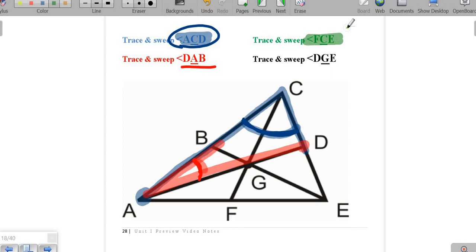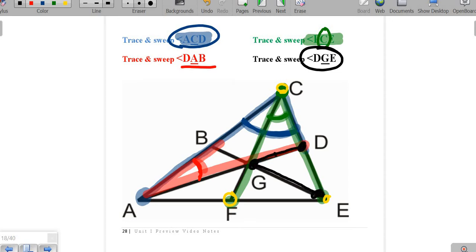FCE. Trace and sweep. F. C. E. Trace and sweep. And you always sweep at the middle letter. So we're sweeping at the C, or what I would call the elbow of the angle. If you can imagine this as like shoulder, elbow, wrist, you always sweep at the elbow. Ready? D, G, E. D, G, E. Trace and sweep at the elbow. So that's that angle right there. Trace and sweep.